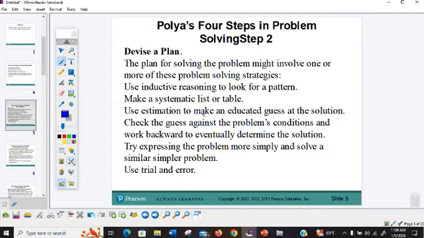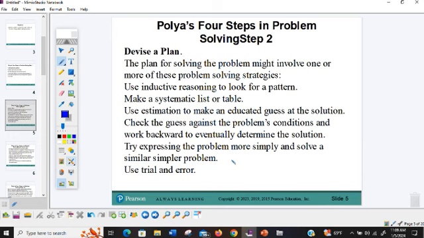Step two, you want to devise a plan. Now, there's a lot of different ways. You might use inductive reasoning if it's a pattern. You might make a table, look for a system. You might estimate like we did in the last section. You might want to do check and guess, and work backwards. Work backwards from the answer to get back to the beginning and see if you can figure it out.